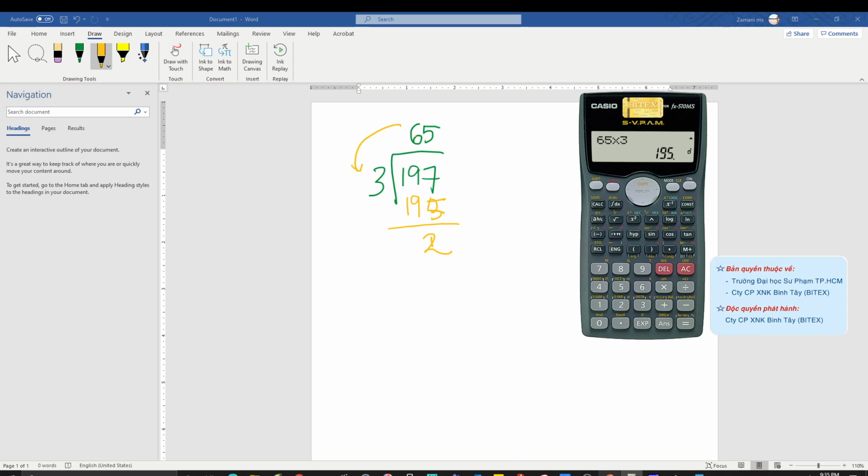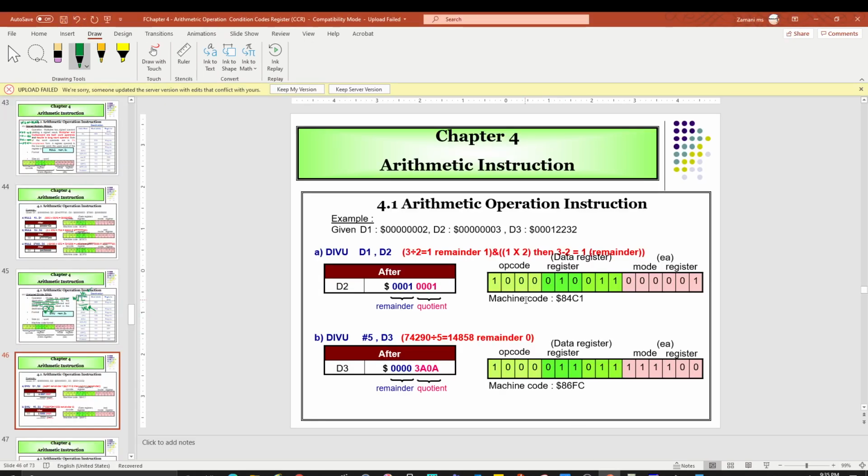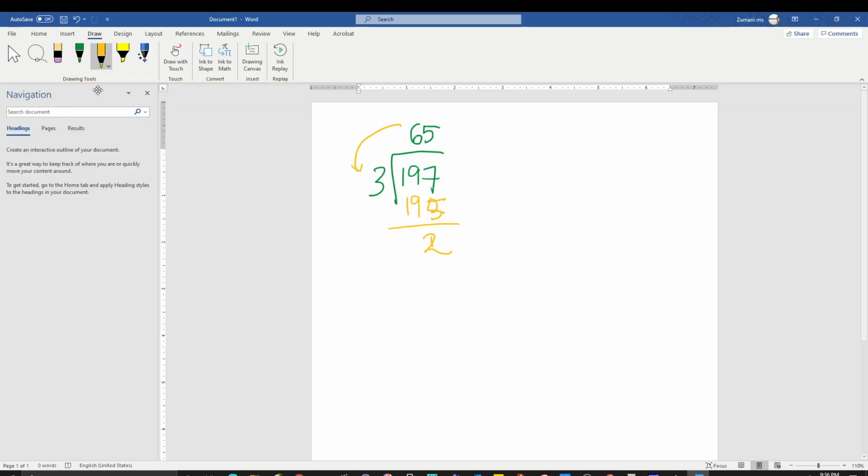Okay, so in our 68K, we are using hexa numbers, so we can use the same process in the hexa mode. Okay, let's try to look at this value. So this is quotient, this is remainder. Sorry, this is quotient. Oh, now I know this one. The meaning of this one is, this is quotient and this is remainder. R for remainder and Q for quotient.